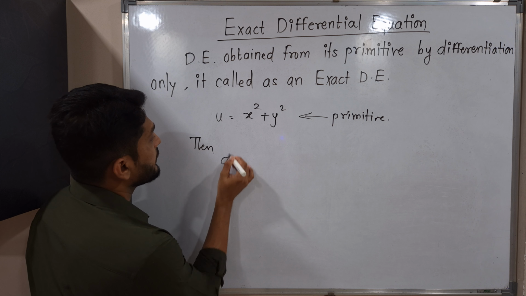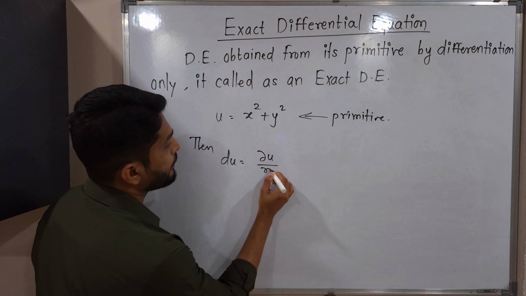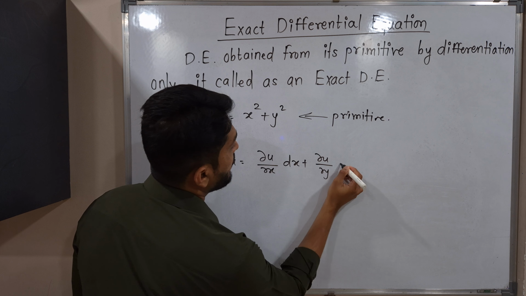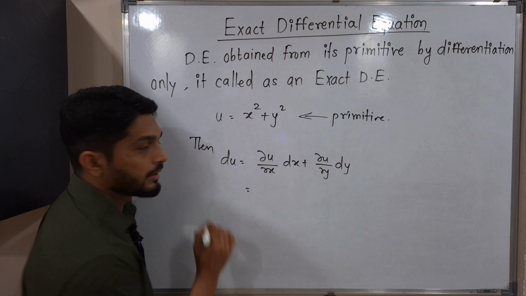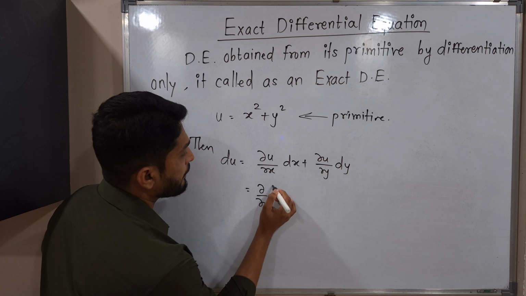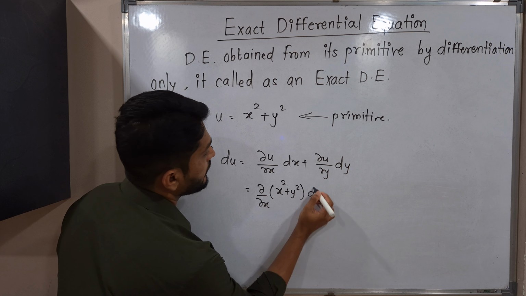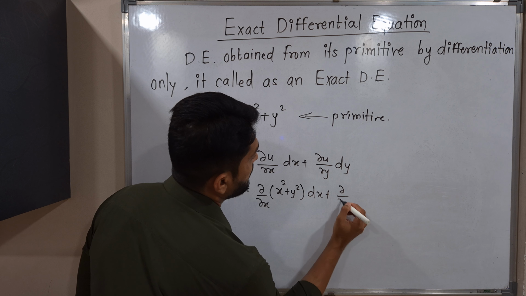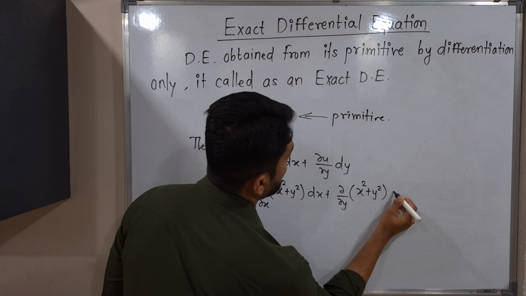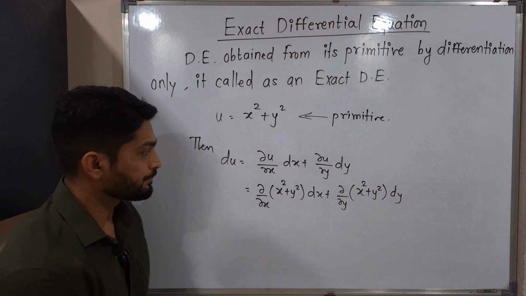Then du is equal to, what can we write? It's a function of x and y. So du equals del u by del x dx plus del u by del y dy. So let us put the value of u: del by del x of x square plus y square dx plus del by del y of x square plus y square dy. Simply I am putting the value of u here and there.